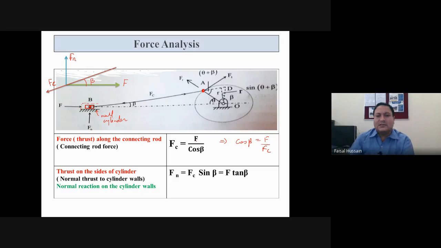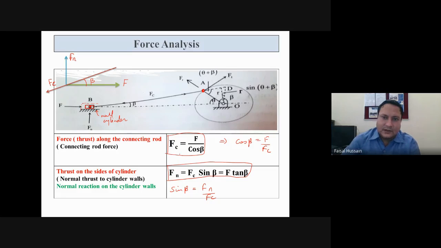Similarly, thrust on the sides of the cylinder, that is the normal Fn. If I use the trigonometry, sine beta will be what? Fn by Fc. So Fn will be sine beta into Fc. It can also be known as F tan beta. So Fc equal to F by cos beta and Fn equal to Fc sine beta or F tan beta. These are the expressions which are derived from just simple trigonometry of a right angle triangle, nothing else.